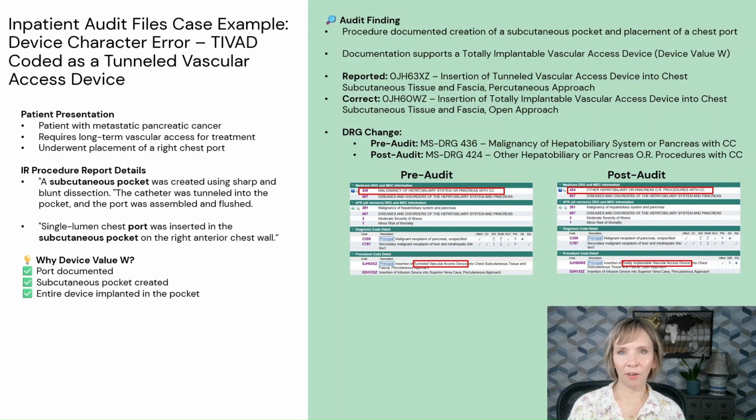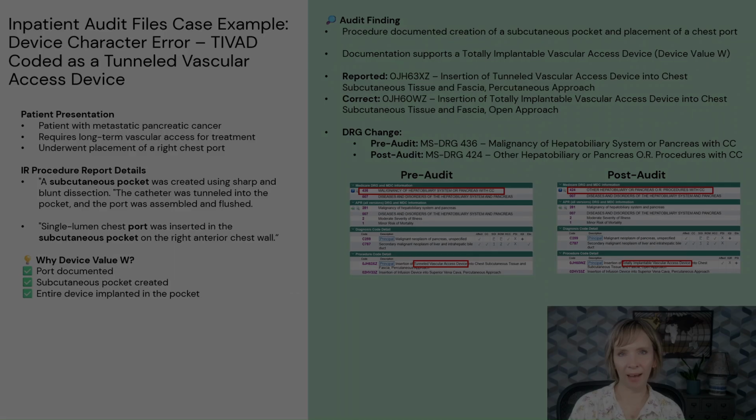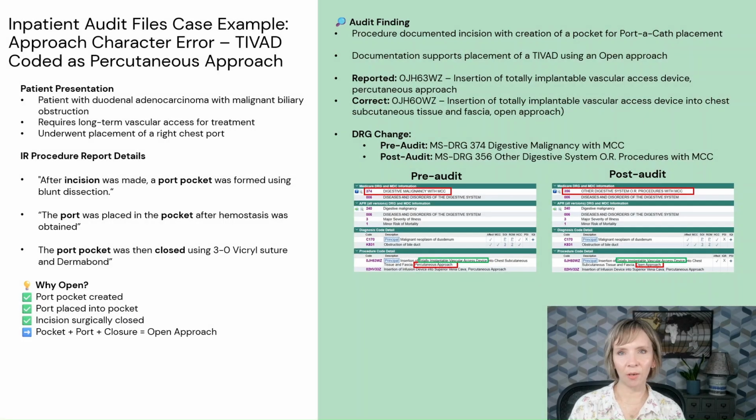Next, let's look at a different audit finding where the device character was coded correctly, but the approach character was coded incorrectly, resulting in DRG impact. This patient had duodenal adenocarcinoma with malignant biliary obstruction and required long-term vascular access for treatment. The procedure involved placement of a right chest port. Unlike our previous example, the device character was assigned correctly as a totally implantable vascular access device. However, the approach character was reported as percutaneous rather than open.